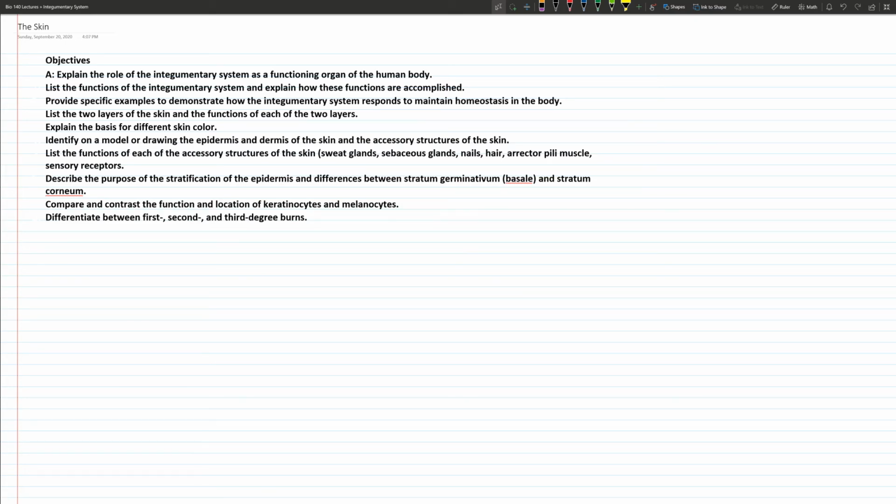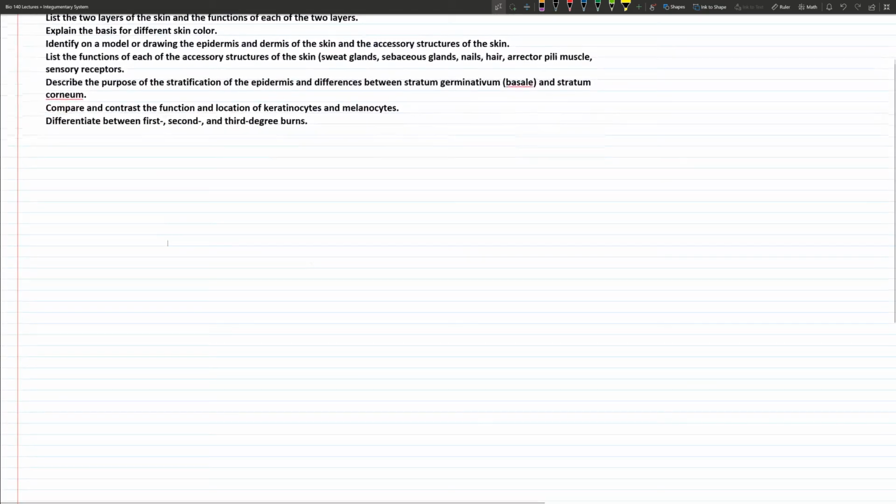And then we're going to talk about keratinocytes and melanocytes. Spoiler alert, keratinocytes are just skin cells. All right, that's it. They exist to be skin cells and turn into keratin. Melanocytes are there to pigment the skin. And then we're going to talk about burns. All right, so let's start. Let's start and see what we got.